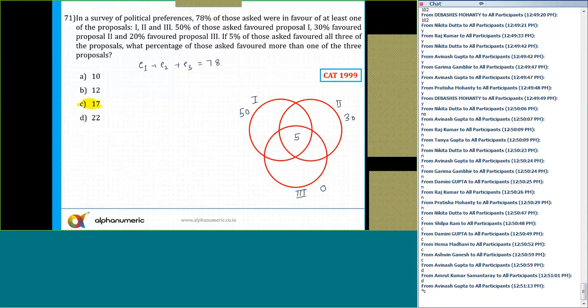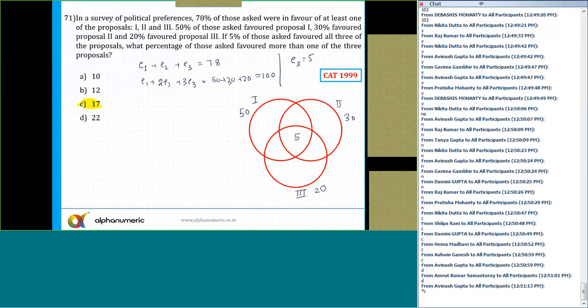If I add all of them, the value of E1 plus twice E2 plus thrice E3 is equal to 50 plus 30 plus 20, that is proposal 1 plus proposal 2 plus proposal 3. Exactly 2 will repeat twice, exactly 3 will repeat thrice. So this value is equal to 100. We also know that exactly 3 is equal to 5.